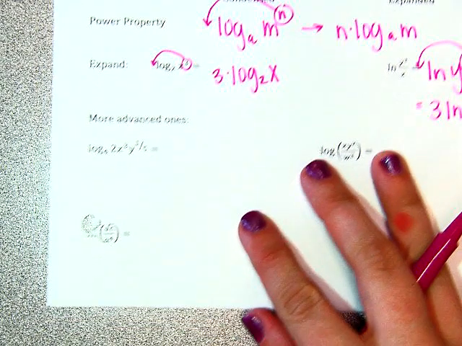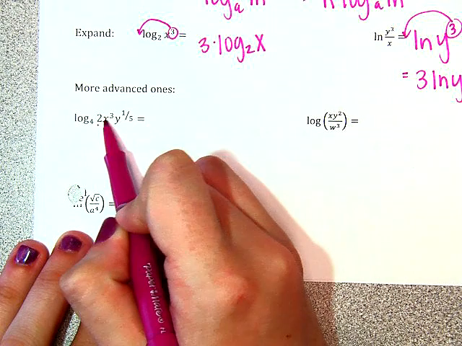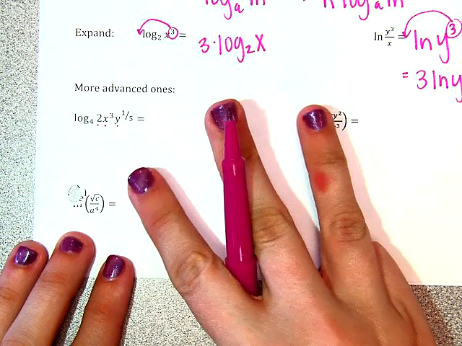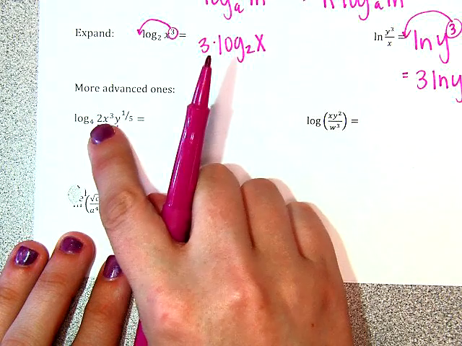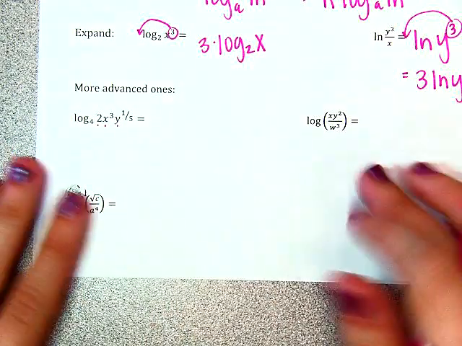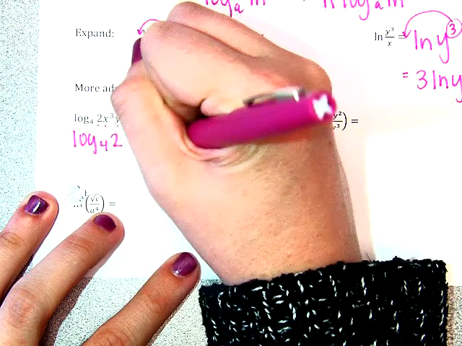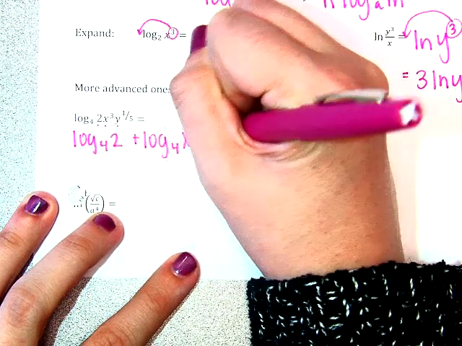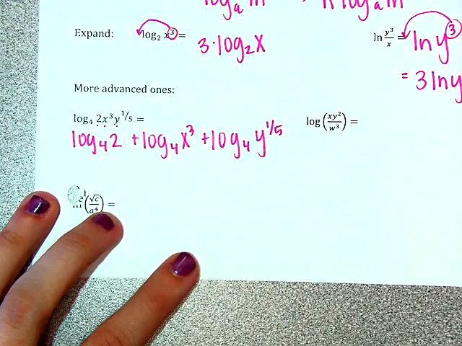Now we're going to get into some tricky ones. So, we got different parts. We got 2, x, and y. So that means I'm going to have 3 different parts to this thing. 3 different logs. They're all being multiplied, so I'm going to split them up first by adding. Log base 4 of 2 plus log base 4 of x cubed plus log base 4 of y to the 1/5.